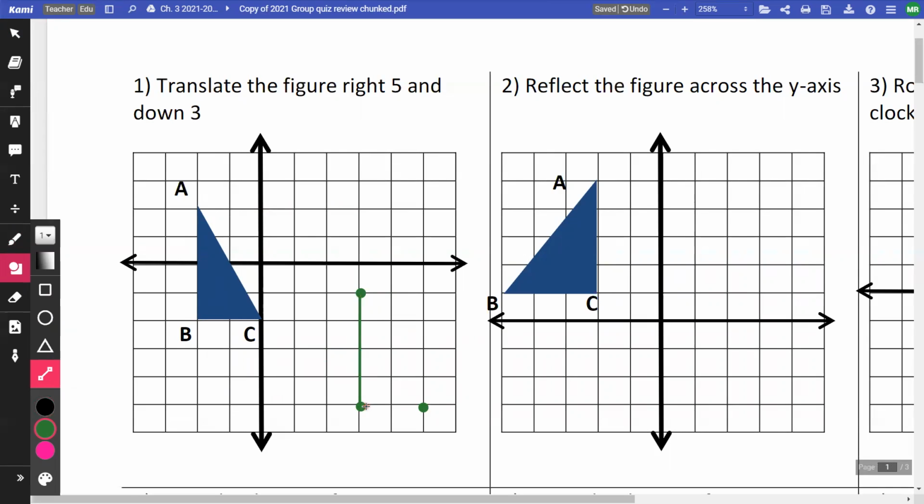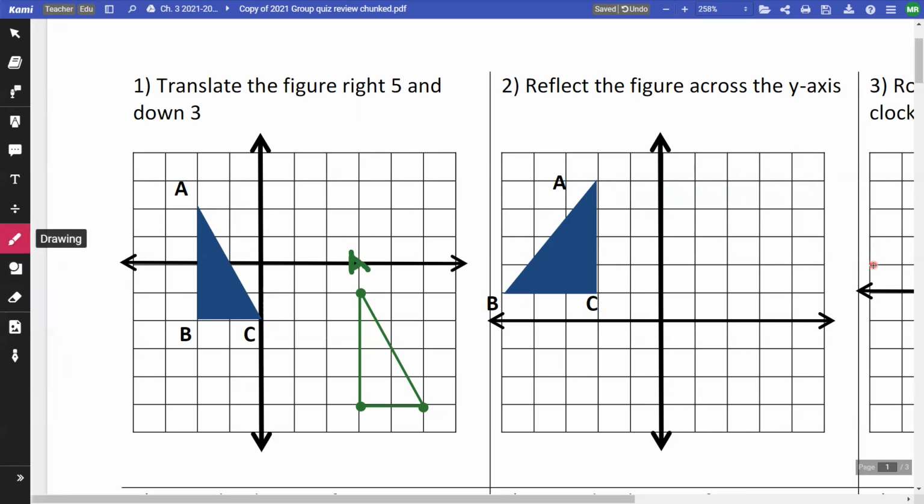And here is my new shape. Now, we want to make sure that we label these. I am going to label this A prime, B prime, C prime.